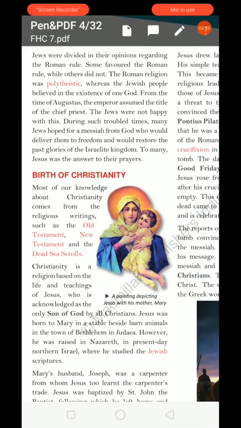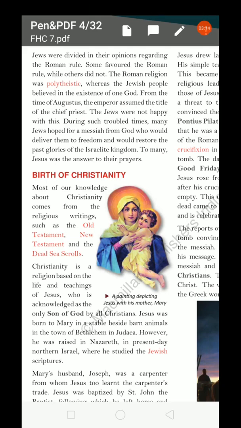Jews were divided in their opinions regarding the Roman rule. Some favored the Romans while others did not. Some of the people were in favor of the king and some were not. Some people were in favor of the king, some were not.